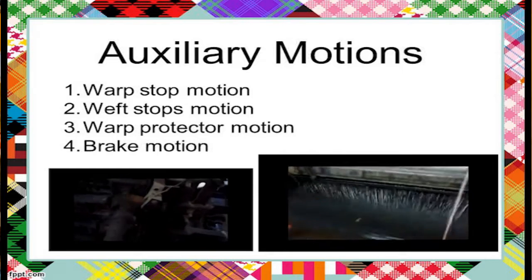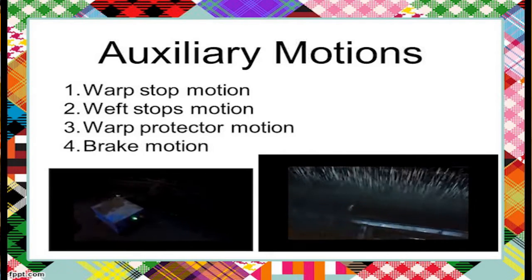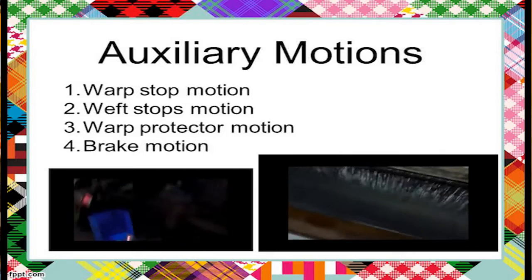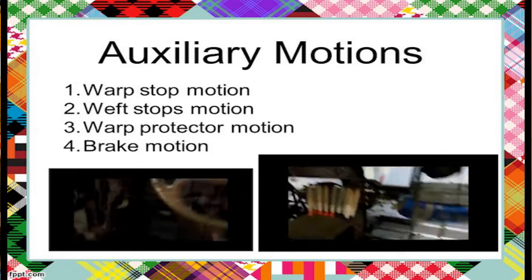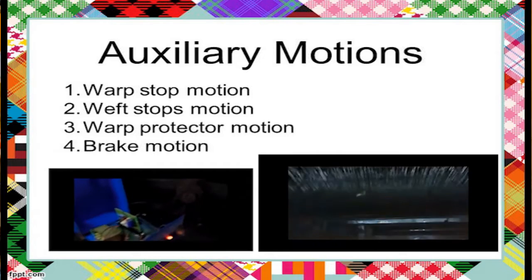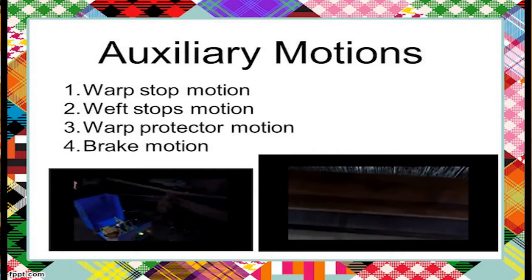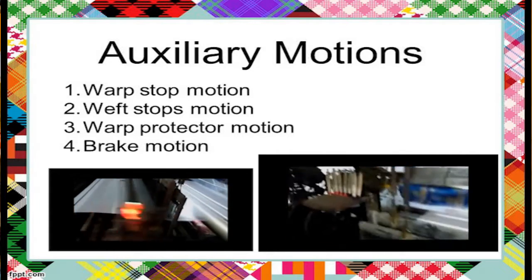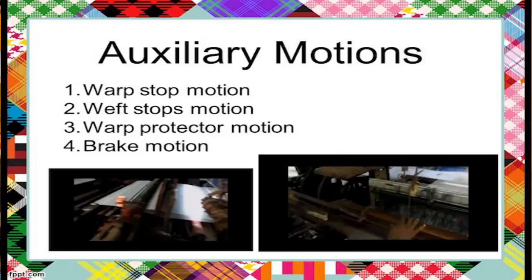Next is weft stop motion. This motion is able to stop the loom when a weft breaks or runs out of the pirn. Then is the weft protection mechanism. This mechanism protects the warp thread by stopping the loom when the weft fails to reach the box properly on either side of the loom during picking. Then the last is the break motion. Break motion is the mechanism to stop the loom when a weft yarn breaks.